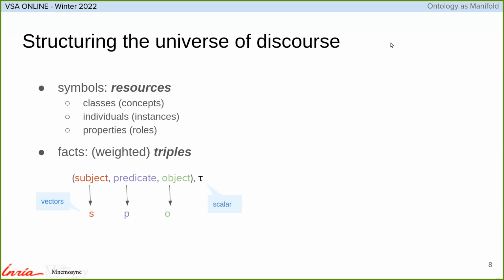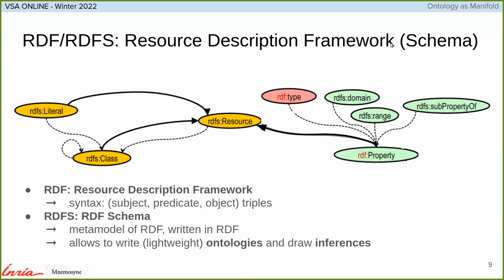So when we map this to the VSA, of course, the symbols that are resources will become vectors. So the subject, the predicate, and the object will all become vectors, and the tau could be a scalar. Now, how is this close to the resource description framework? The resource description framework has the same syntax, subject, predicate, object, with triples. It doesn't have weights though, but let's stick to triples for now.